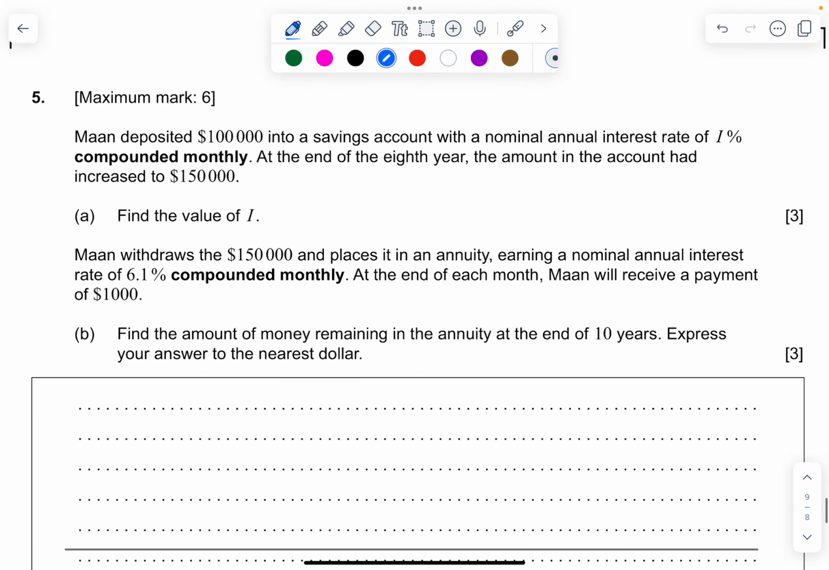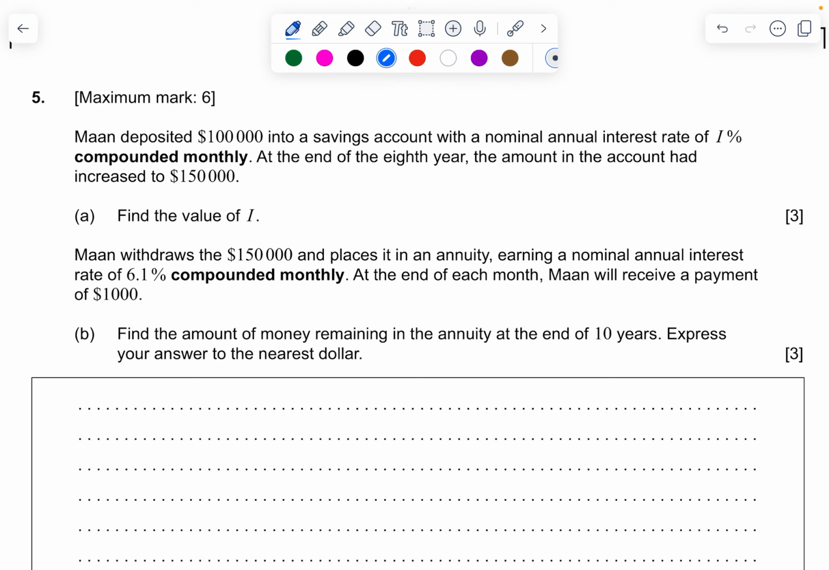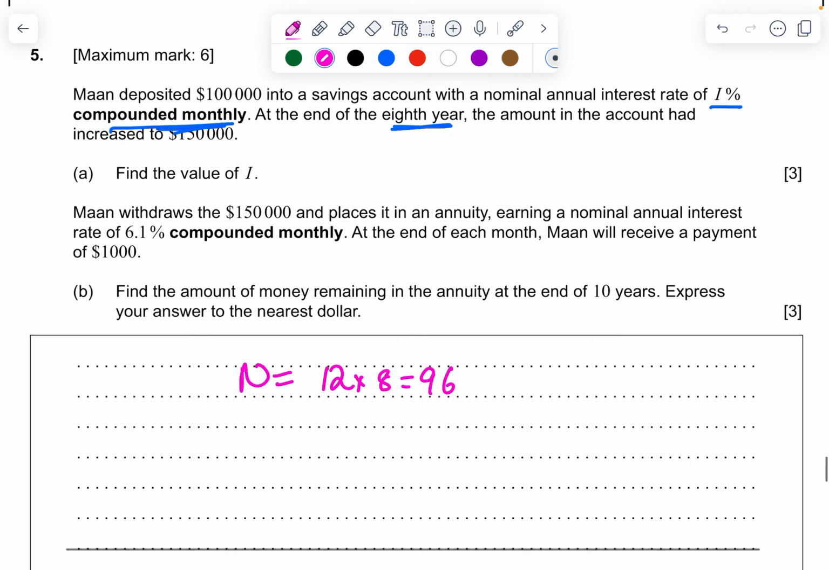Then the last question for today. A man deposited $100,000 in a savings account at an annual interest rate I compounded monthly for 8 years. So n equals nothing but what? 12 times 8, which is going to be 96.